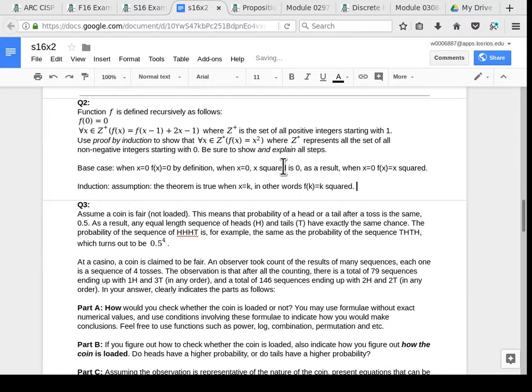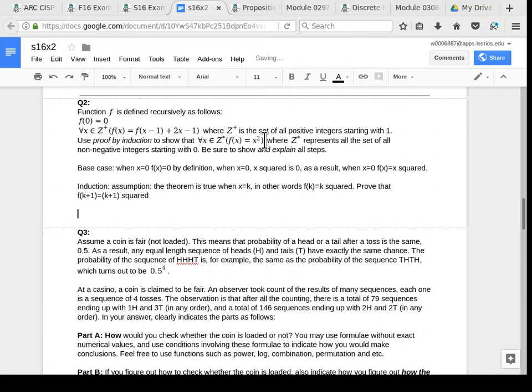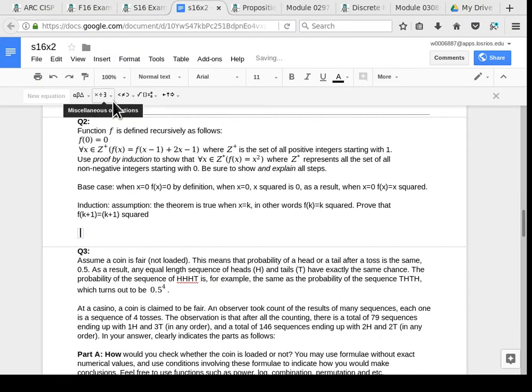Now we have to prove, using the induction assumption, that f of k plus 1 is k plus 1, the whole thing squared. That's what we're trying to do. So in this case, I'm going to use equations because it's just a whole lot easier to do it this way. So I'm going to insert an equation here.